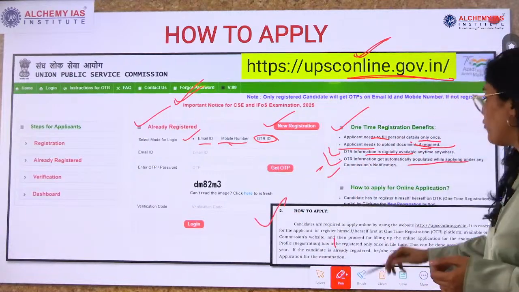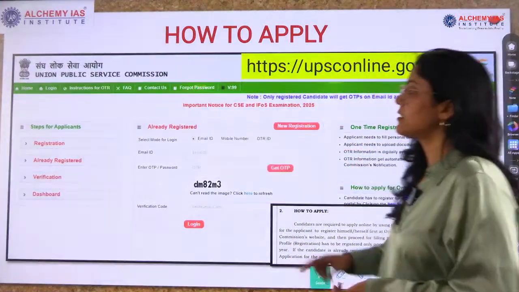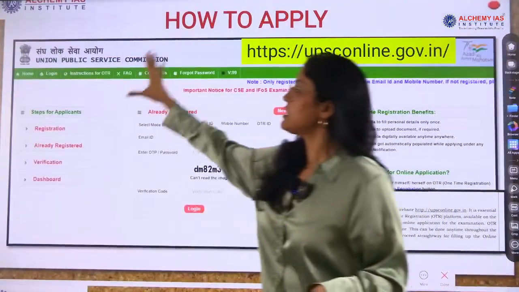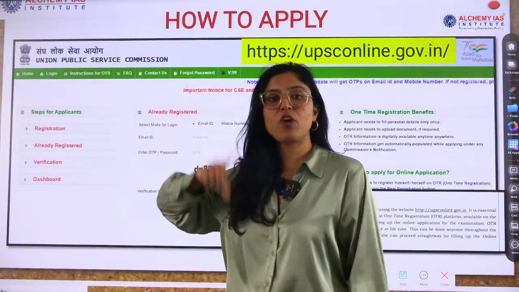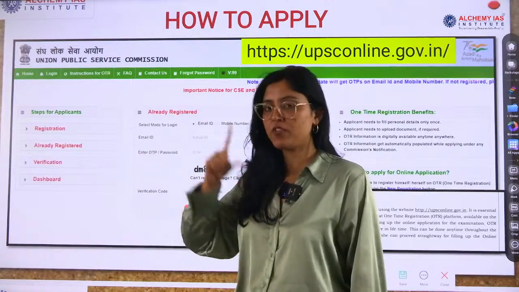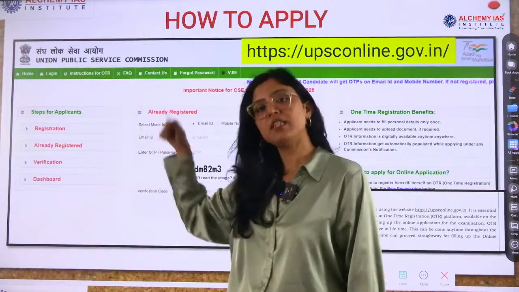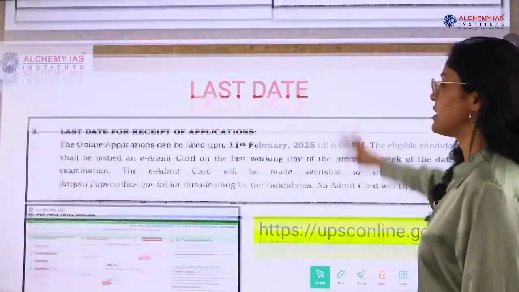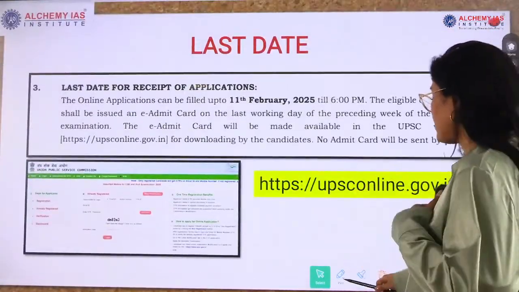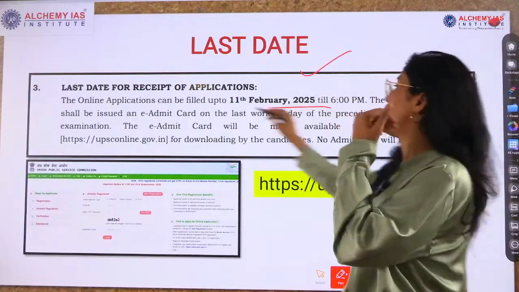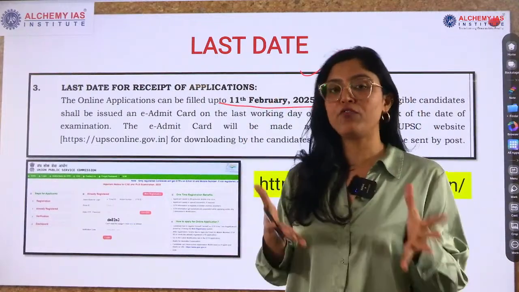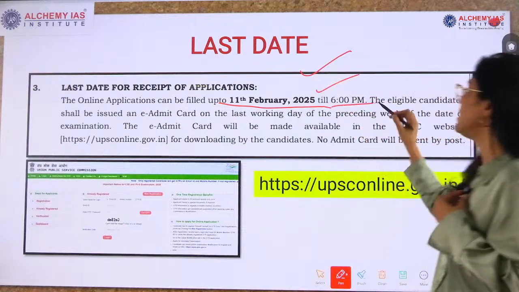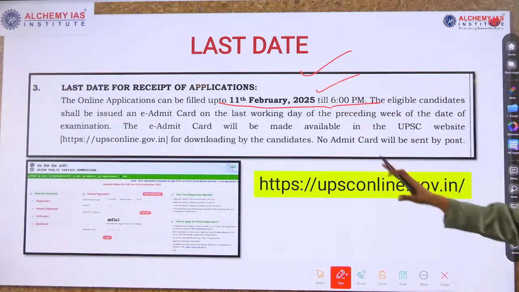Now moving on to the next page, these are the steps. Registration: if you have not registered, register first. If already registered, then you will log in and verify your details. Now, the last date. What is the last date? We already discussed that the last date is 11th of February 2025 until 6 p.m. So you have to take care of this.